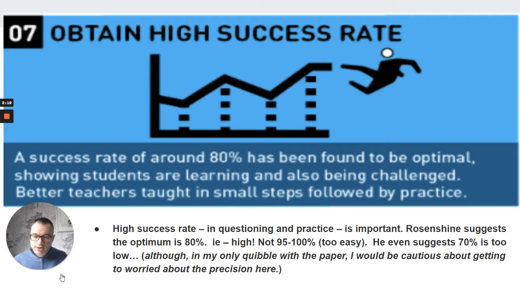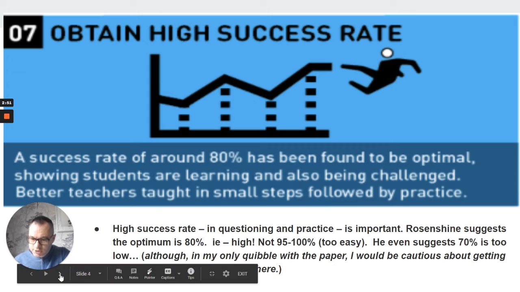A high success rate in questioning and practicing is important. Rosenshine suggests that optimum 80%. So that's the figure we need to try and focus on. It's not 95, it's not 100, it's not 70, because that's perceived to be too low. But I want to err on the side of caution here. Let's not be held to the 80% all the time. 79%, 78% is okay. We don't need to always hit that 80%, but 70% would be judged as being too low.